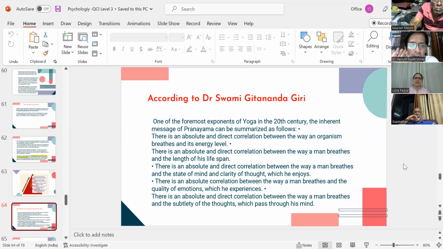Because there is a lot of expectation, people are expecting him, being the captain, to score directly. So he wants to come back and not get anxious. There is an absolute and direct correlation between how a man breathes and the subtlety of the thoughts which pass through his mind. We all know that. As is the breath, so is the thought. As is the thought, so is the life.